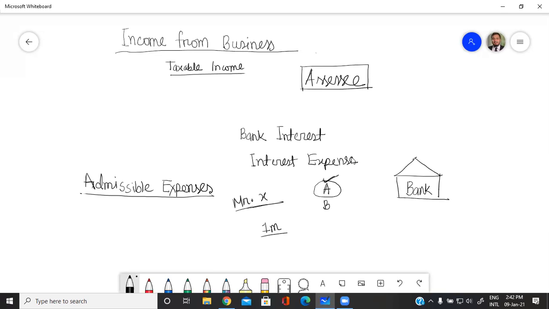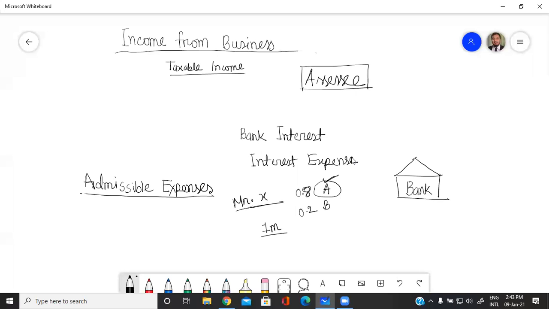After taking this loan, what has Mr. X done? Mr. X has spent 0.8 million for purchasing the plant and equipment, what he mentioned to the bank. He has spent how much? 0.8 million. The remaining 0.2 million he transferred to business B for the purpose of business B.